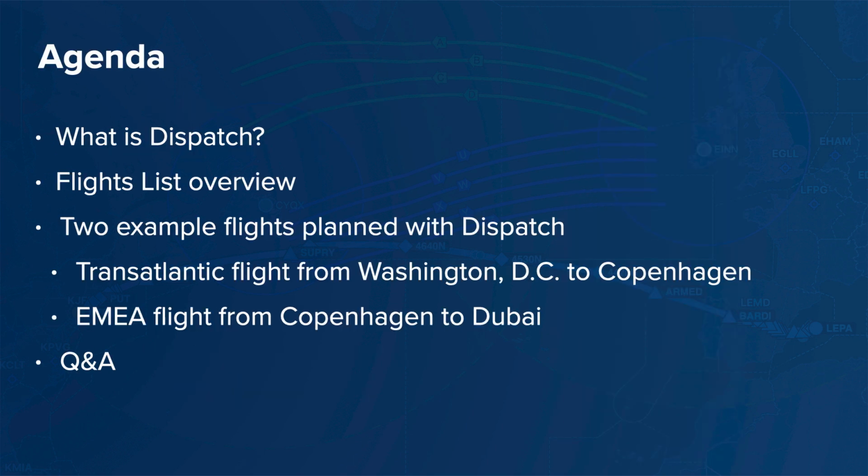Thanks, guys. On the agenda for today, we'll start with an overview of ForeFlight Dispatch, what it does, and how it fits into the ForeFlight product ecosystem, how it works seamlessly with ForeFlight Mobile, and how third-party integrations make planning simpler than ever. Caitlin will then take us into the flights list, which is the main view of ForeFlight Dispatch and allows for collaboration across your organization. She'll demonstrate its capabilities using 2 example flights planned using Dispatch. The first will be a transatlantic flight from Washington to Copenhagen, and following that, she'll plan an EMEA flight from Copenhagen to Dubai. And after that, we'll wrap up with some Q&A.